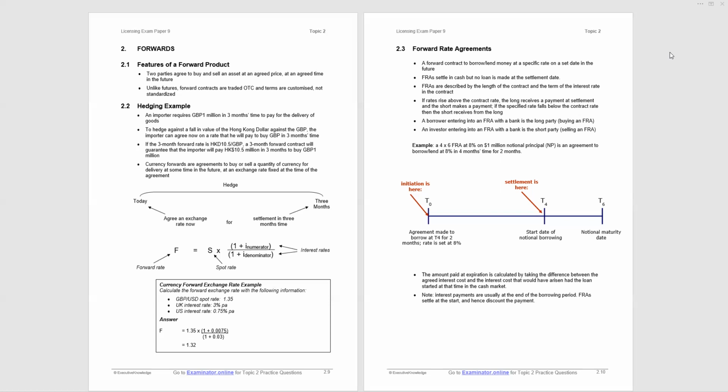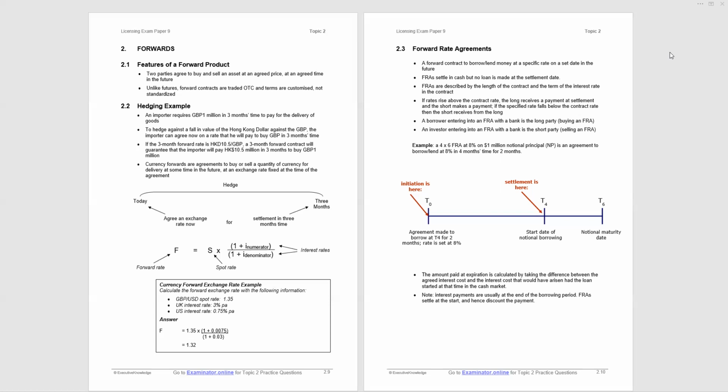So right at the top, we're told forward contract to borrow, lend money at a specific rate on a set date in the future. That's the concept behind it, but the FRA is not the borrowing or lending. FRAs settle in cash, but no loan is made at the settlement date. A little bit of detail, I wouldn't worry about that. FRAs are described by the length of the contract and the term of the interest rate in the contract. It's the length of the contract that's vital, and that will be examined, and I'm going to explain that in a moment.